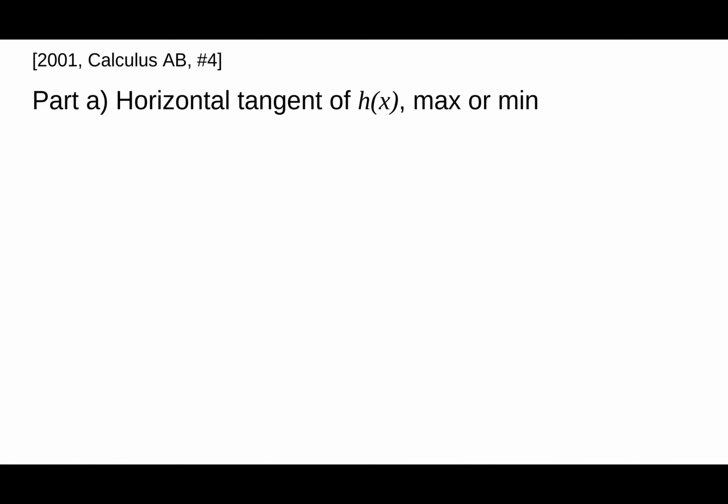This is from the Calculus AB exam 2001, question 4. In the question stem, we're provided very little information about a function h of x, but we are given an explicit formula for the first derivative of h. In part A of the question, we are asked to find where the graph of h of x has a horizontal tangent line and whether or not h of x has a maximum or minimum at these points or point.